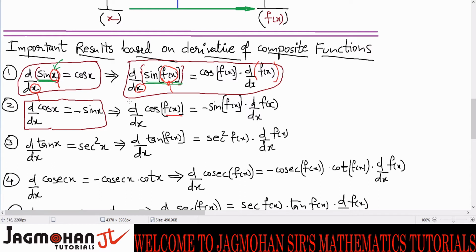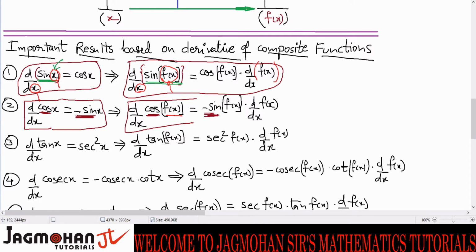One way you can say is that the derivative of the function still remains the same. What I mean is, here you had cos x. What was the derivative of cos? It was minus sine. Now here you have cos. What is the derivative of cos? Again minus sine. Since it is cos of f of x, you will write minus sine f of x and then multiply the derivative of f of x.